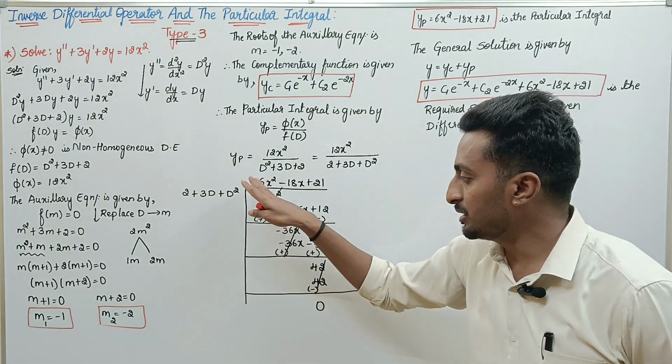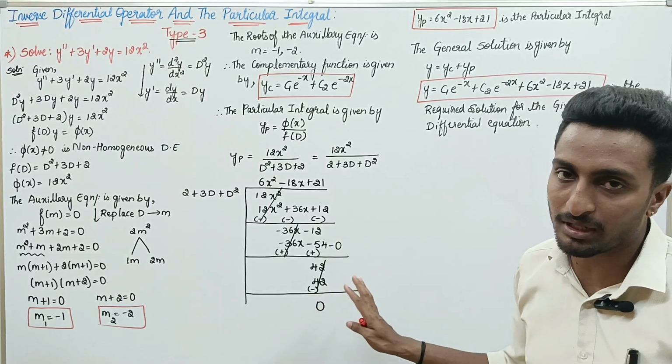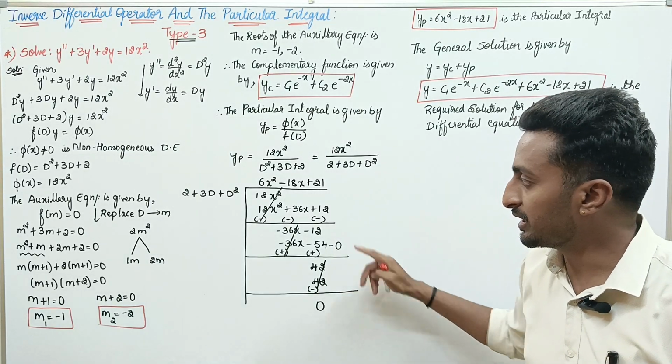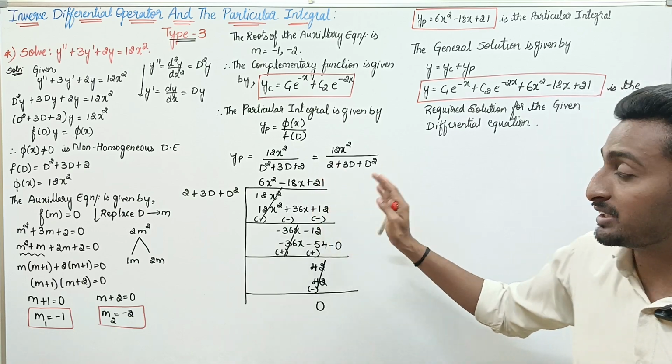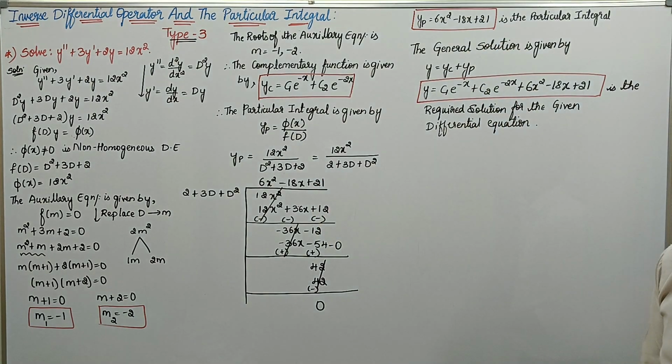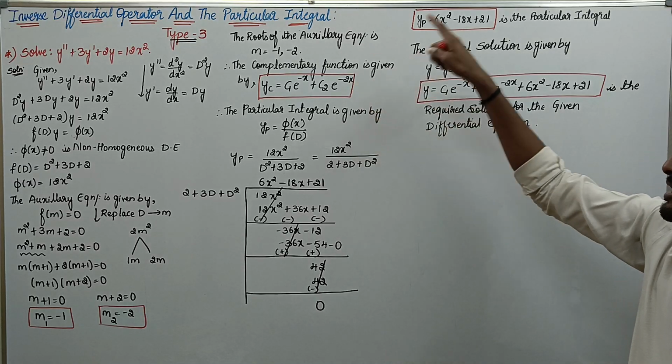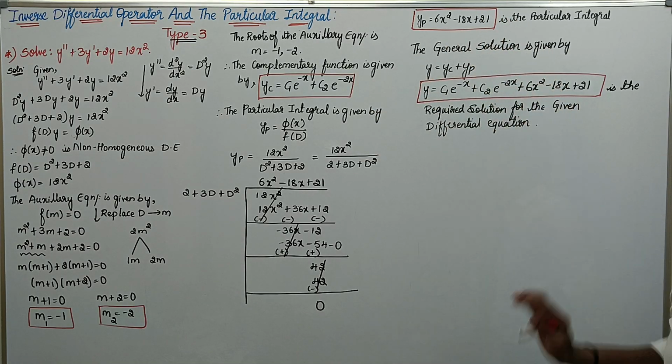I have taught you the steps step by step in my video. After considering whatever you have got, this 6x square minus 18x plus 21 is the particular integral. Combining complementary function and particular integral, you get the general solution.